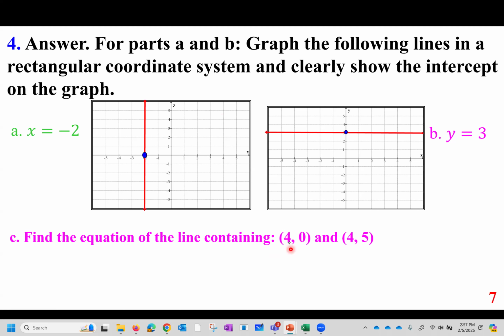Find the equation of a line containing 4, 0 and 4, 5. You really don't have to go through the process. You notice both of them have the same x coordinate. Therefore, it must be a vertical line with the equation x equals 4.